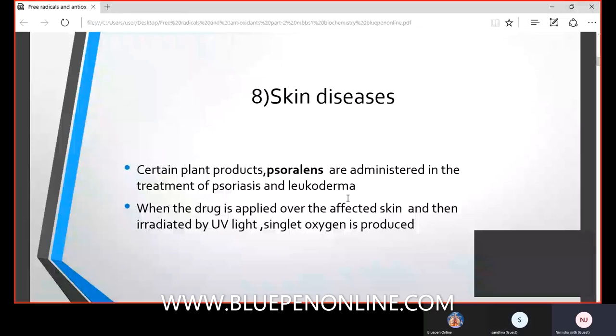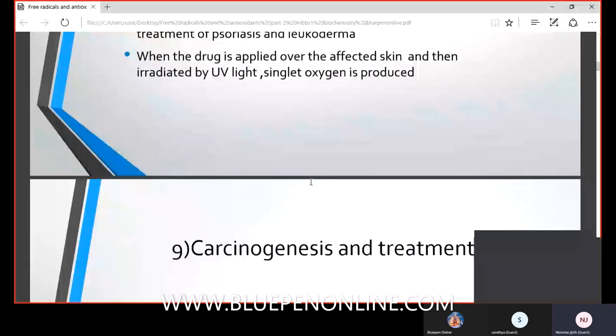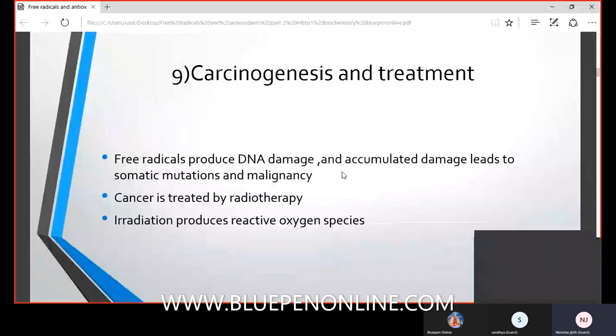Then next is carcinogenesis and treatment. Free radicals produce DNA damage, and accumulated damage leads to somatic mutations and malignancy. Cancer is treated by radiotherapy and irradiation that produces ROS. We already discussed what happens at the time of cancer treatment: free radicals are produced that cause DNA damage, and this damage leads to mutations and malignancy. ROS means reactive oxygen species.